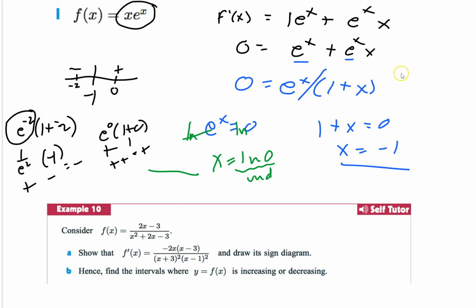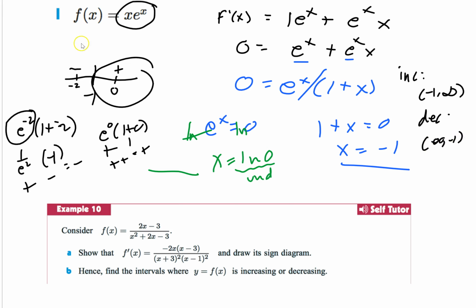So I'm increasing on the positive side, -1 to infinity, and I'm decreasing on the other one, -infinity to -1. Keep in mind you always want to use this at your intervals. I've been skipping the interval part just because of time, but you want to write out your intervals, so it makes it a little easier to figure out what your answer is.